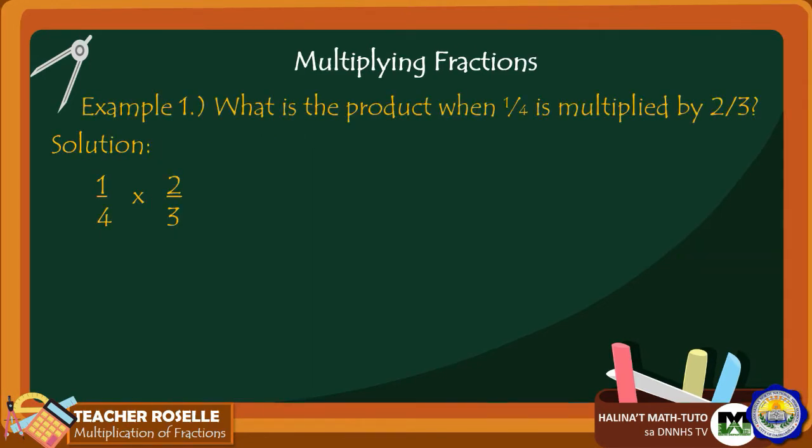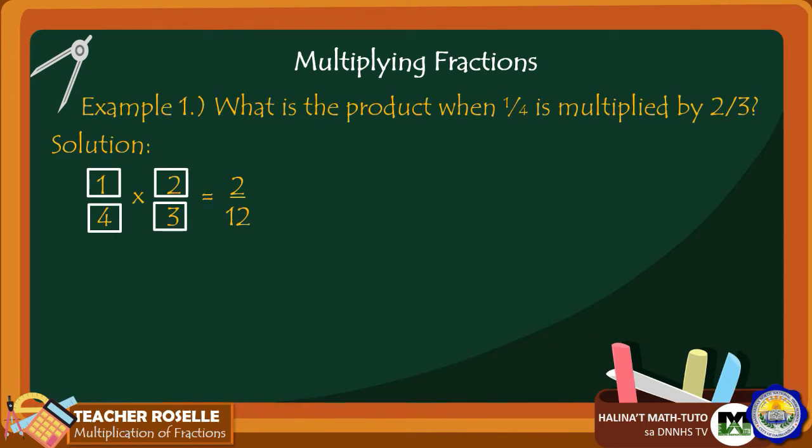Example number 1. What is the product when 1/4 is multiplied by 2/3? Let's follow the steps in multiplying fractions. In step number 1, just multiply the numerators o yung mga numbers na nasa taas ng fraction. 1 times 2 is 2. Step 2, multiply the denominators o yung mga numbers na nasa ibaba ng fraction. 4 times 3 is 12. The product now is 2 over 12. For the last step, we need to reduce 2 over 12 to its lowest term.